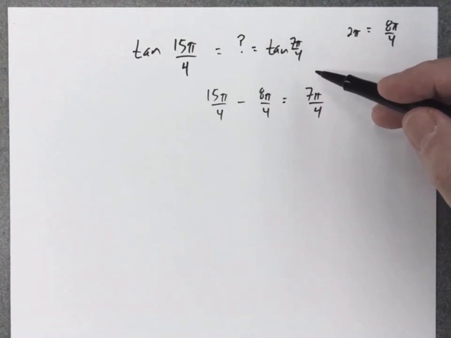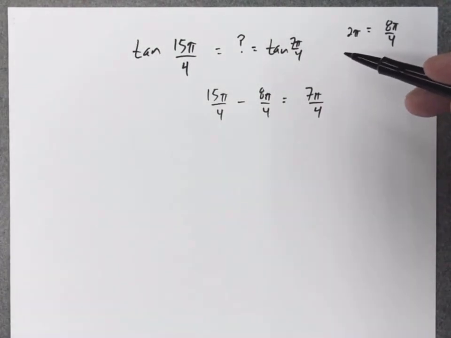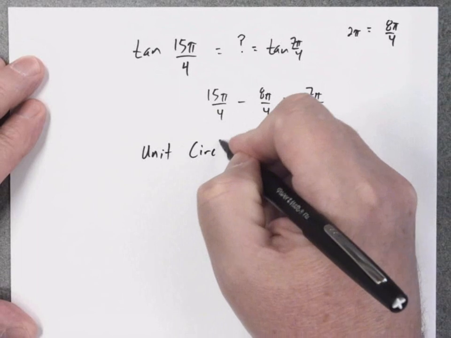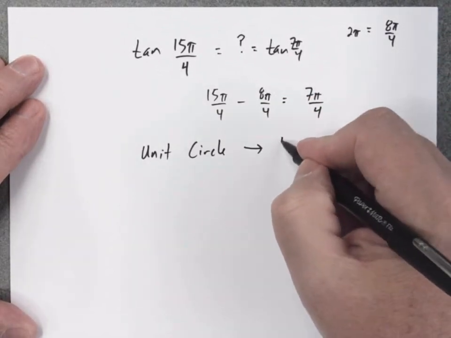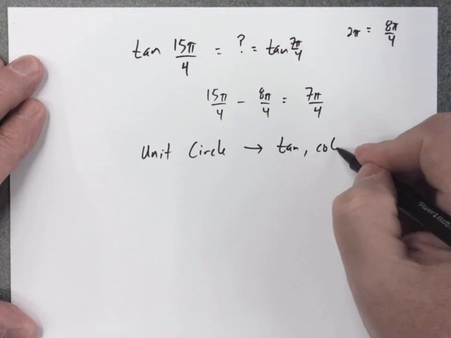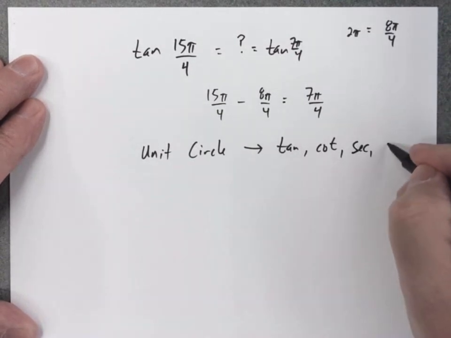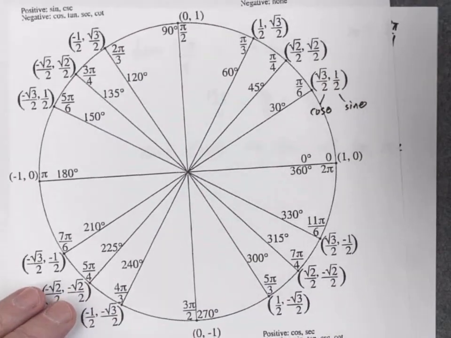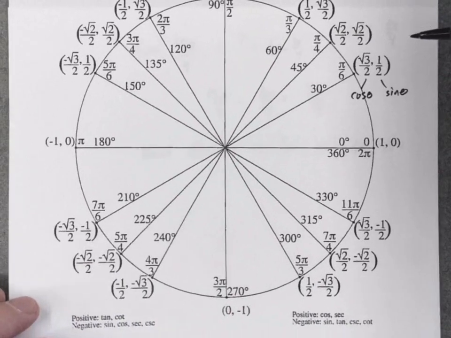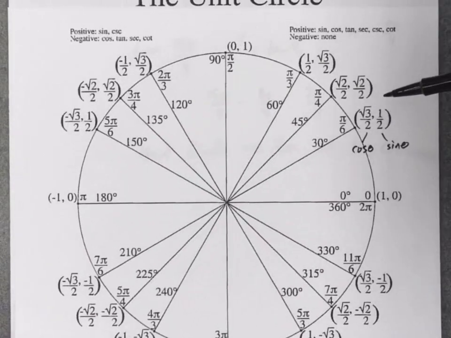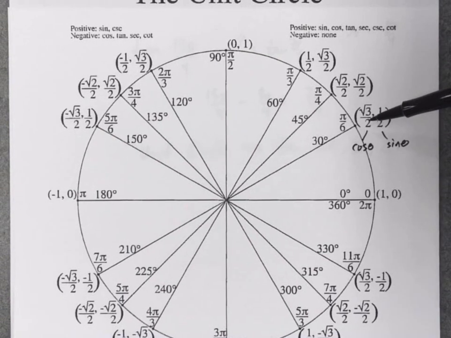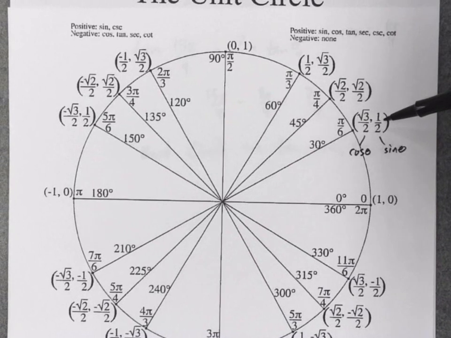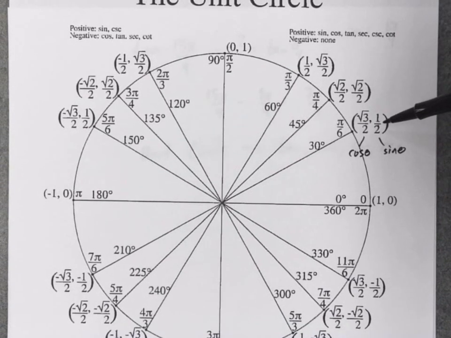Now, as I'm doing this problem, I realized we haven't really talked about the unit circle for tangent, cotangent, secant, and cosecant. We've done lots of problems with cosine and sine, and those are pretty simple because the beauty of the unit circle is that at each of the special angles we can look at the x and the y and determine the cosine and sine.